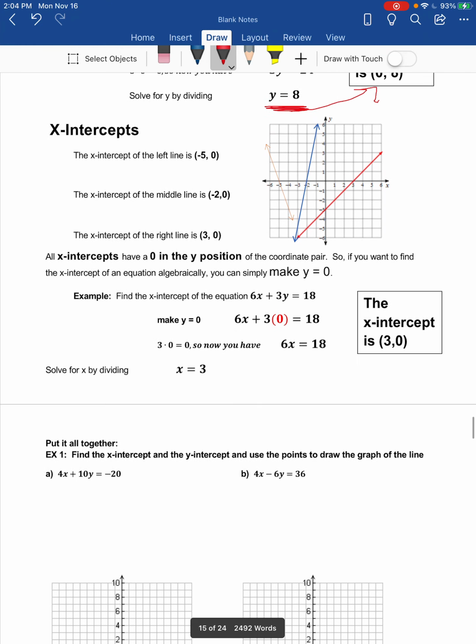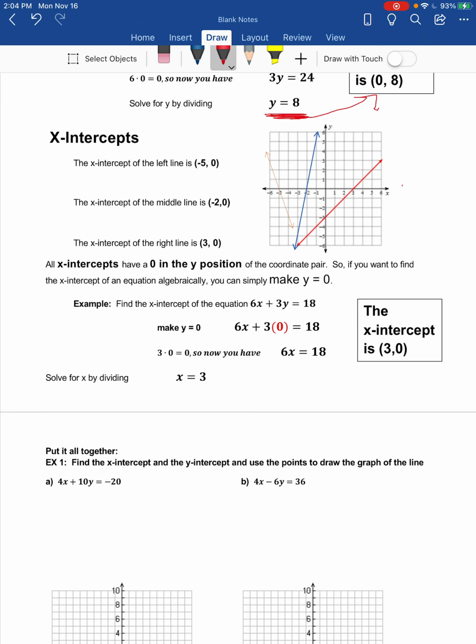For the next example, it's all about x-intercepts. So where does your graph cross your x or your horizontal axis? For the first line, the orange one, it crosses your x-axis at -5, but that's not an intercept. From your origin, you go back 5, which is your x value, and then you go up or down 0. So (-5, 0) is your x-intercept of your first line.